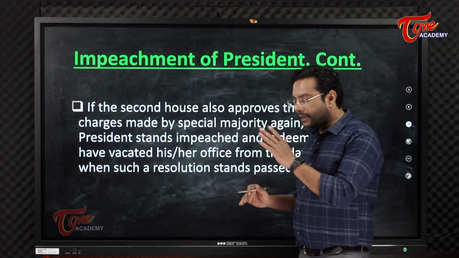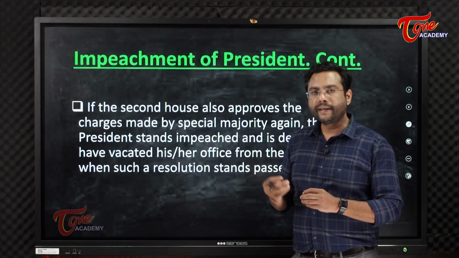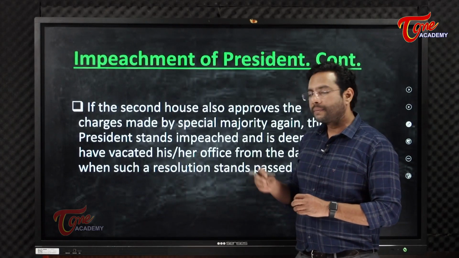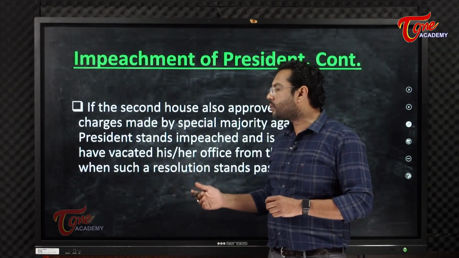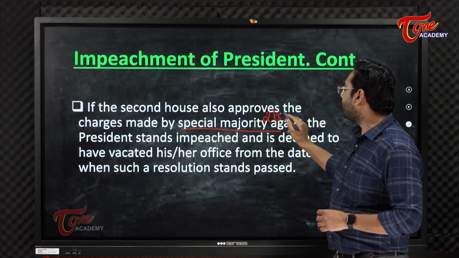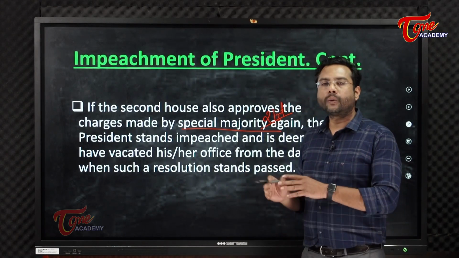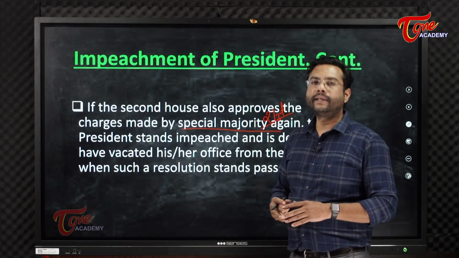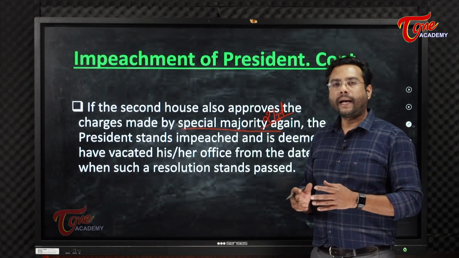If the second house, the investigating house, also passes the bill by finding those charges to be true, then from that time the president is impeached. That house should also pass the bill by special majority, that is 2/3 of majority, and if it does, the president is deemed to be impeached. Otherwise the bill will not proceed. The bill will become invalid if the second house finds the charges leveled on the president baseless.